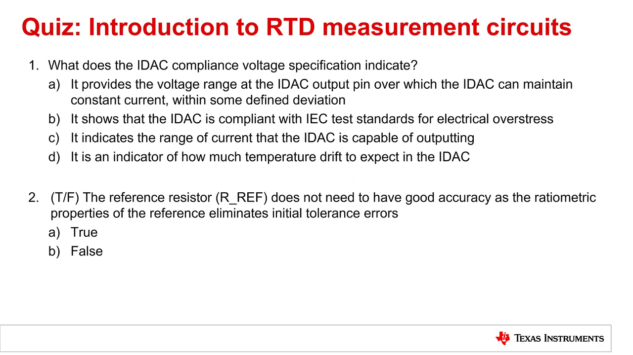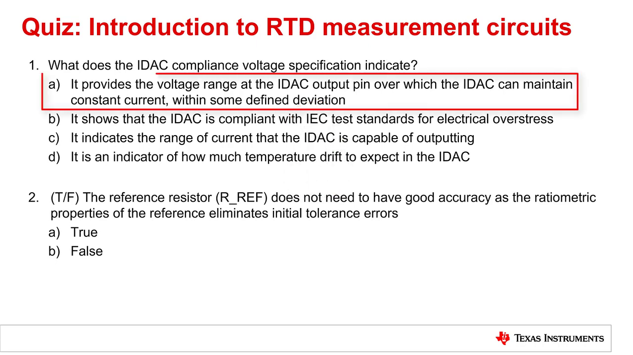Question 1. What does the compliance range specification of an IDAC indicate? The correct answer is A. The IDAC compliance voltage indicates the voltage range at the IDAC output pin over which the IDAC can maintain constant current within some defined deviation.